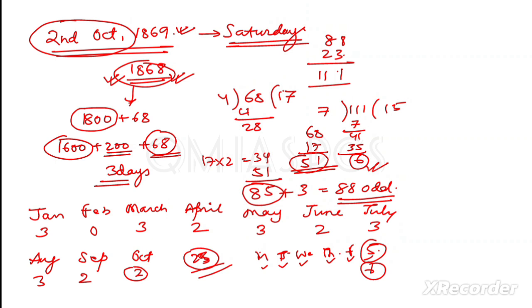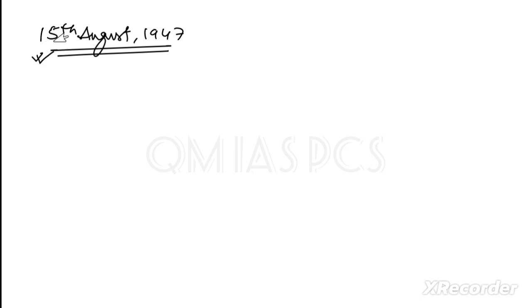Okay, so moving to the next one. I'm giving you a small task: you can solve 15th August 1947, the date of independence. You have to find the day of independence. Okay, it is your task, solve it. And let's move to the UPSC PYQ.